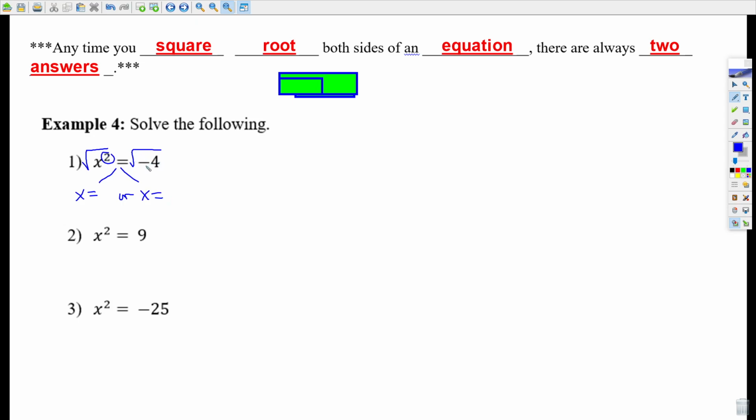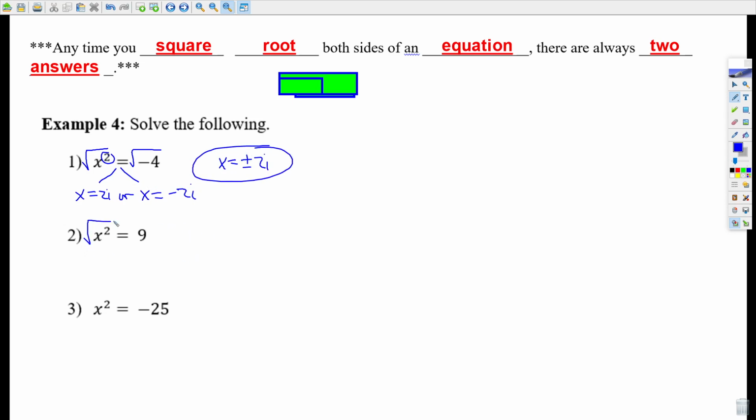So if you remember how to do this just from the previous problem that we did, negative 4 would be the same thing as saying take an i out and square root 4. So one answer would be 2i, or remember you can also get the negative answer of that, negative 2i. And if you don't like that, you could write this as x equals positive or negative 2i. Both of those things are the same though.